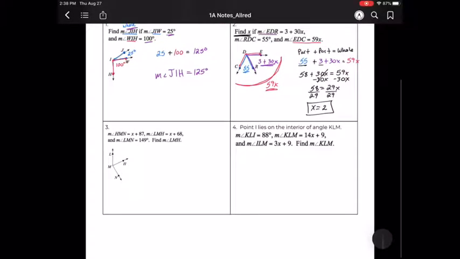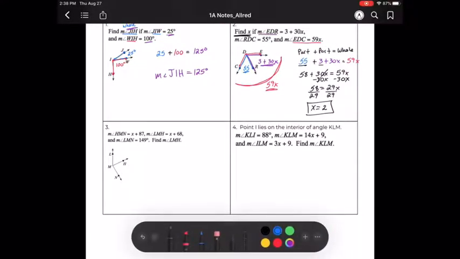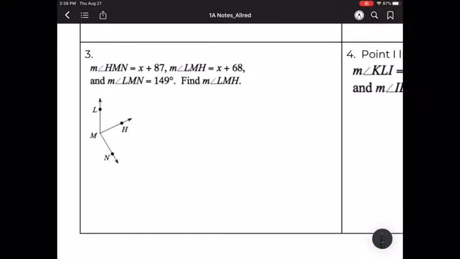Okay, let's keep moving right along and finish out these examples. Example 3. Again, another similar problem to what we just had. You're told the measure of angle HMN, that's one of the parts then, is x plus 87.